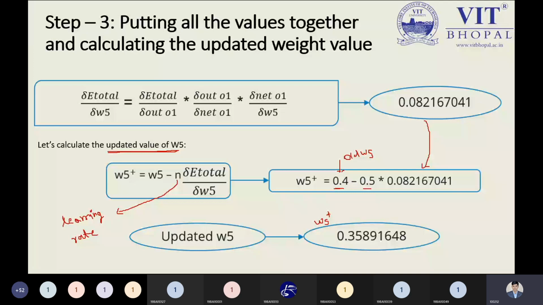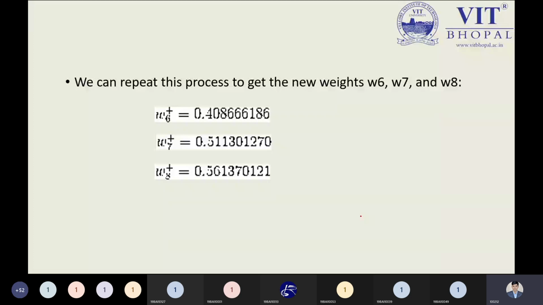Okay, good. I will take only one minute to conclude my work. We can repeat this process to get the new weights W6, W7, W8. W6, W7, W8 are the weights which are connected with O1 and O2 as well. After updating, W6 we get 0.40866618, W7 we get 0.511, and W8 we get 0.5613.